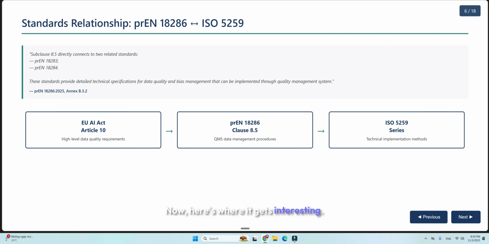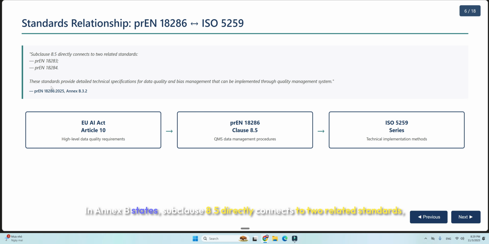Now here's where it gets interesting. prEN 18286 tells you that you must have data management systems and procedures, but it doesn't tell you how to actually measure data quality or what specific characteristics to assess. So looking here at the quote from Annex B, the standard itself recognizes this.